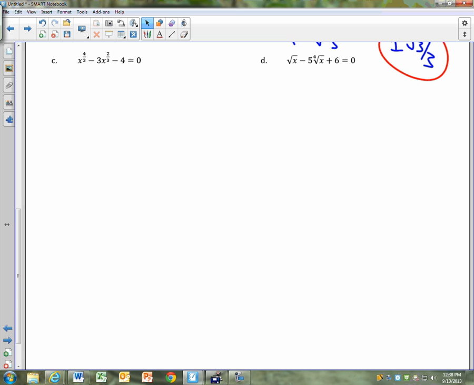Does C have quadratic form? Yeah, 4/3 is twice 2/3. So it as well has quadratic form. Now, these are rational exponents. We don't know for sure how many solutions it's going to have. The numerator says 4, so there's a good chance there will be 4, but that's not necessarily the case.